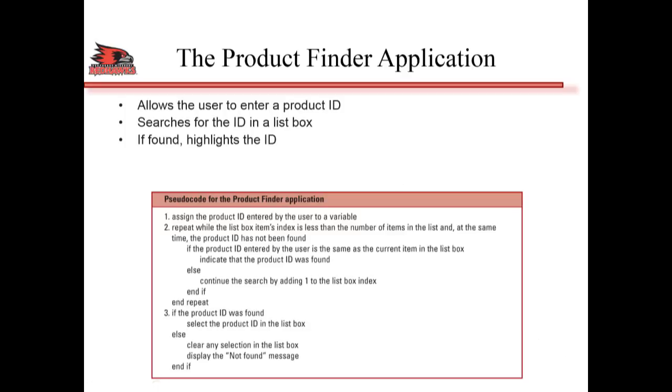So our programming application for this week is going to be the product finder application, which you'll see in the textbook. This is basically an application where you have a list box containing a whole bunch of product IDs, and there's a text box where you enter a product ID you're looking for, and you hit a button called Find. If that product ID matches any of the IDs in the list box, then it is highlighted, and if not, then a message box displays that it's not found.